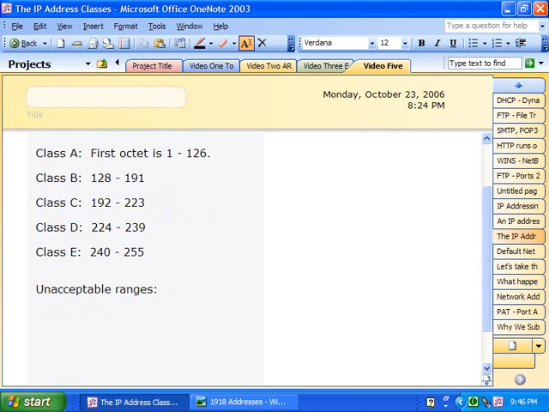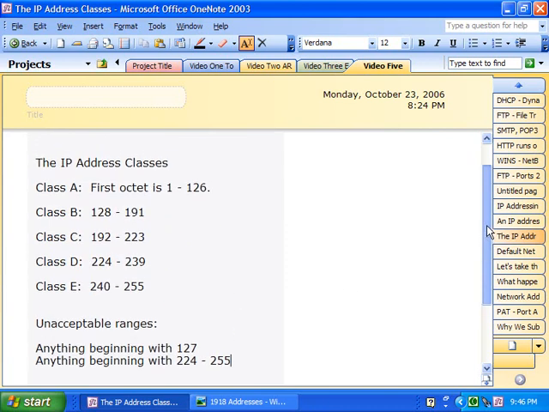And the unacceptable ranges: anything beginning with 127 and anything beginning with 224 through 255. It's unacceptable to have any IP address beginning with any first octet in those two ranges. Of course, one of them is not a range, it's just 127. But anything that's Class D or Class E, you can't assign that to a PC.